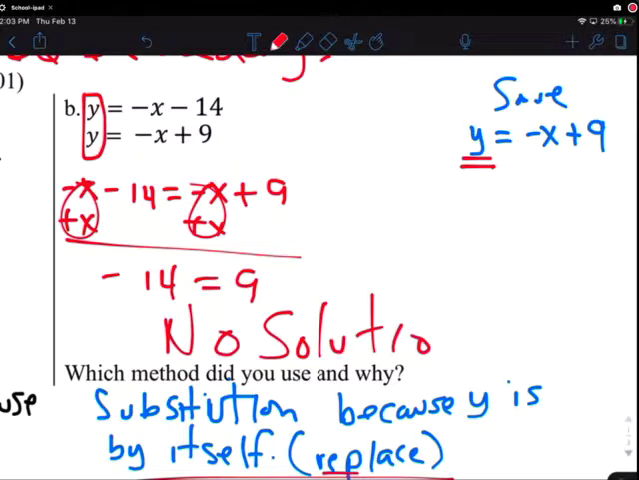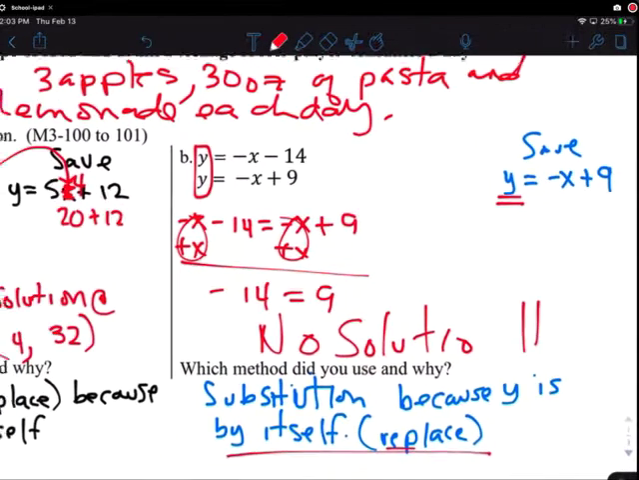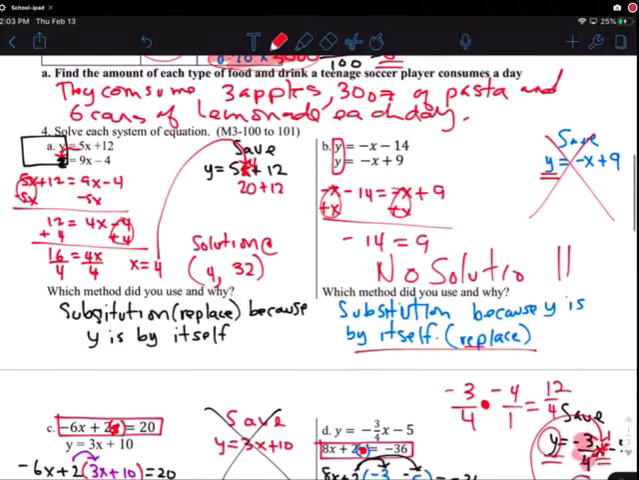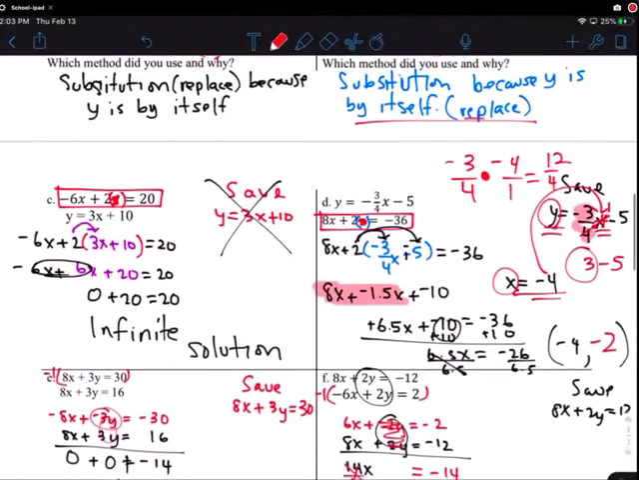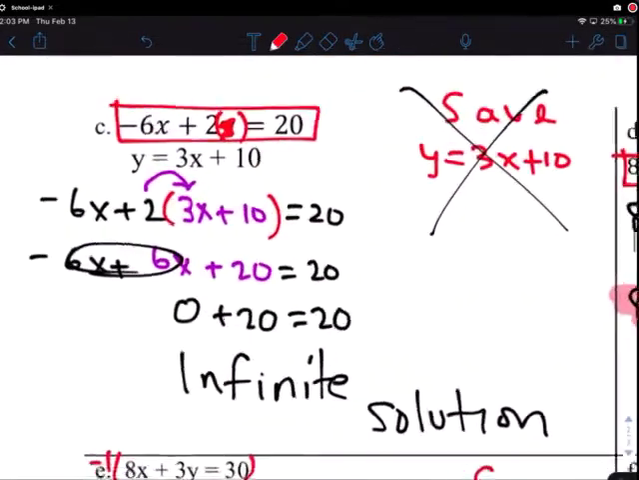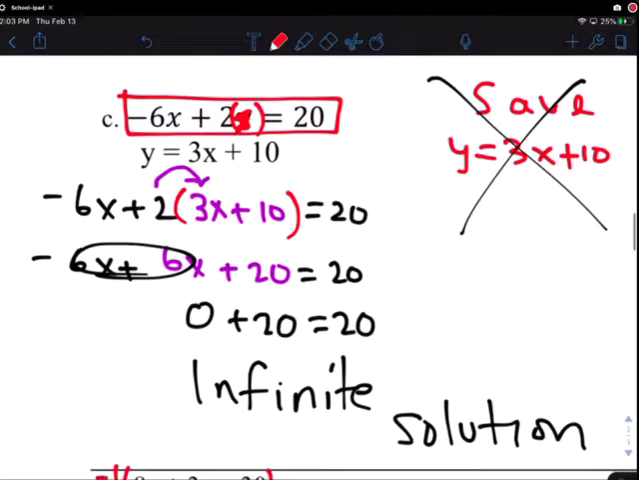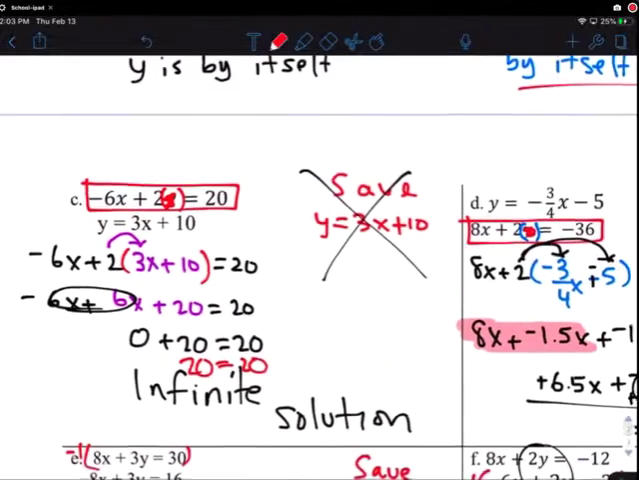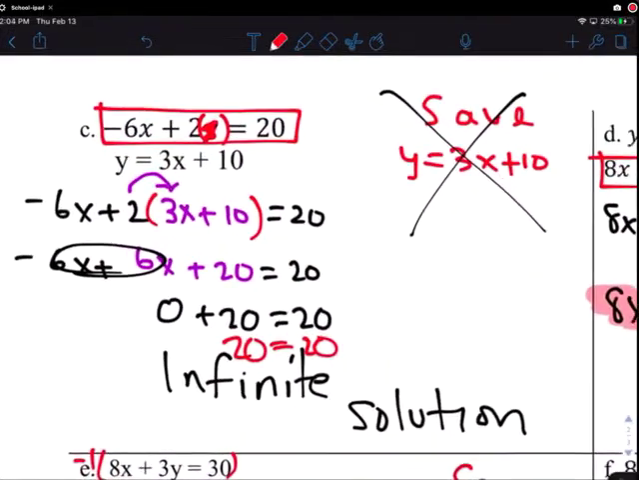That means the lines are parallel to each other. And you don't have to do the save one. So they'll never meet. And then here is C. I think most classes we did C. We got infinite solutions because 20 equals 20. It's infinite. They're the same line, or one line on top of each other.